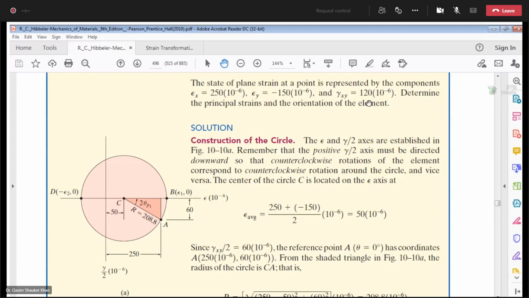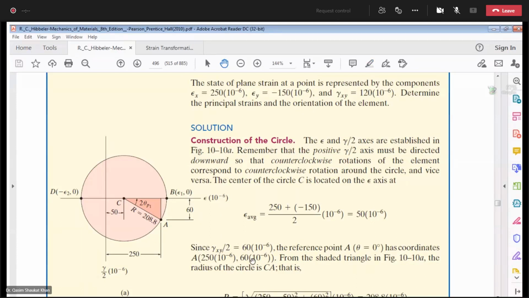Is this point clear? Yes, sir. The only point to be noted is that whatever the signs of epsilon x and gamma xy, you have to use the same signs, whether positive or negative. Here they were both positive. So the coordinates of reference point A are 250 microstrains and gamma xy by 2, which is 60 microstrains.